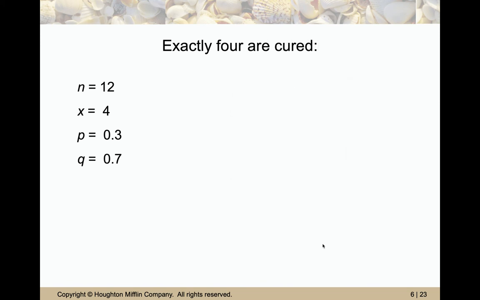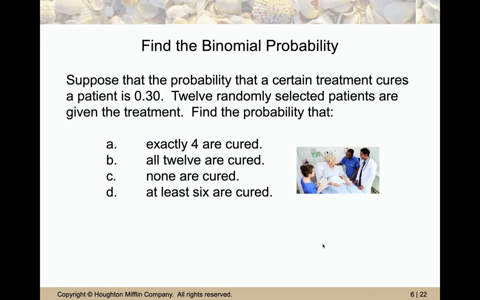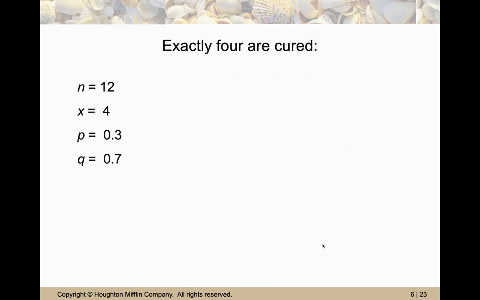All right, so for all of the problems, some of the things are going to stay the same. N is going to be 12. P is going to be 0.30. Q is going to be 0.70. What's going to change is X. So on this first one, X is 4.